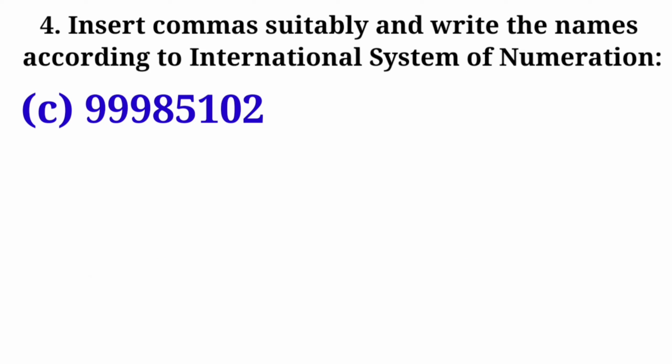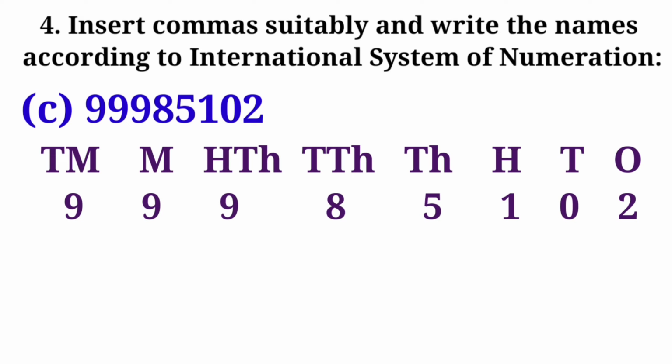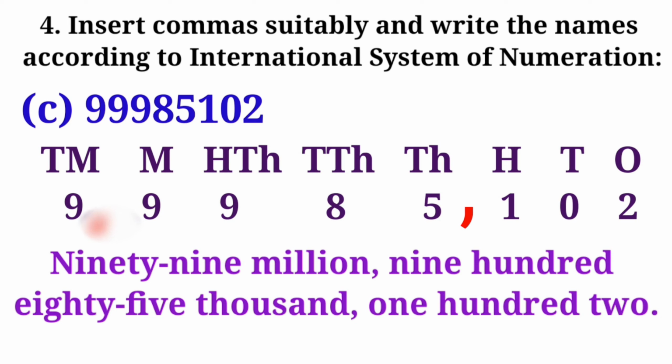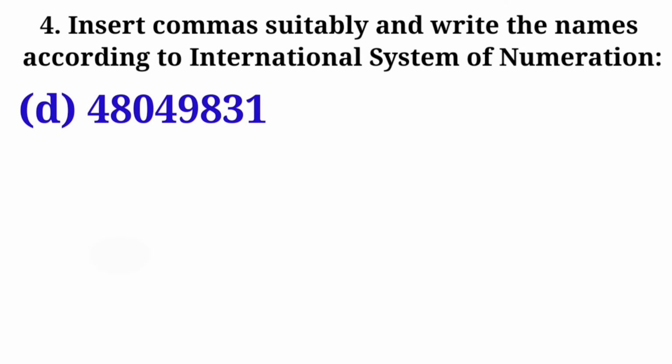Now you are given a number. Again you have to place it in the international place value chart. So 2 will come in ones place, 0 in tens place, 1 in hundred place, 5 in thousand place, 8 in 10,000 place, 9 in 100,000 place, 9 in million place, and the last 9 in 10 million place. Now the first comma will come before 3 digits from the last number, then the second comma before 3 digits from this comma. The number is 99,985,102.